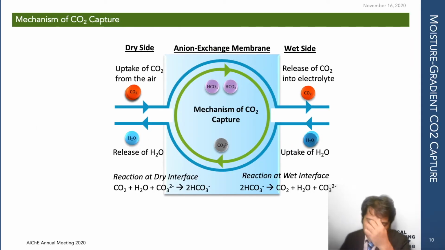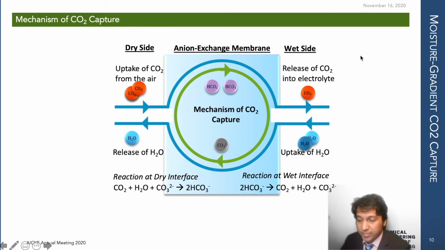Here's a nice schematic that would explain everything. So we have a dry side of the anion exchange membrane and a wet side. On the dry side, CO2 is captured by the hydroxyls and the carbonates of the membrane with this reaction, and it converts to bicarbonates. So bicarbonates are the ones that are actually getting transported to the other side, the wet side of the membrane.